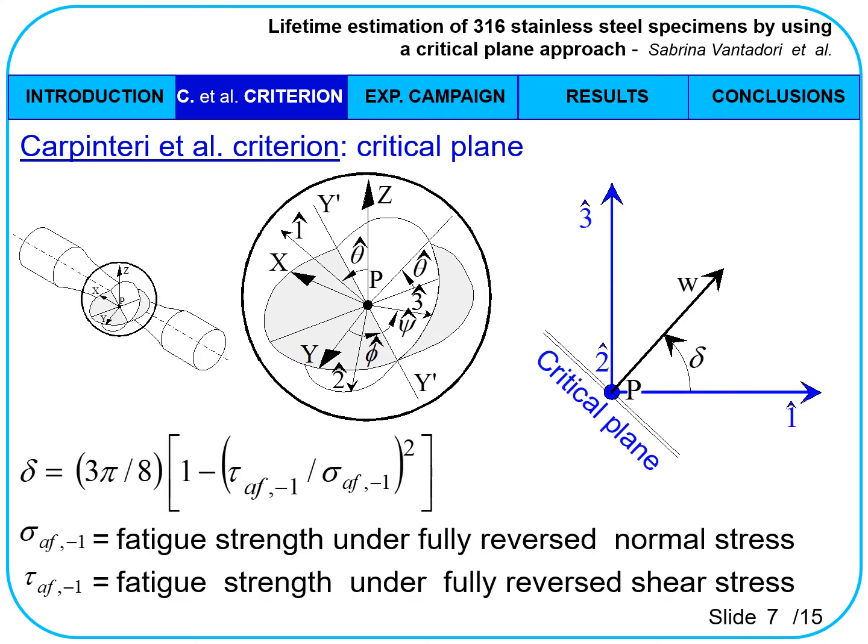The normal vector w to the critical plane is obtained through a rotation delta of the 1-hat direction in the average principal plane 1-hat, 3-hat. The off-angle delta is expressed as follows, where sigma f minus 1 and tau f minus 1 are the fatigue strength at a given number of loading cycles, generally assumed equal to 2000 cycles, for fully reversed normal stress and fully reversed shear stress, respectively.